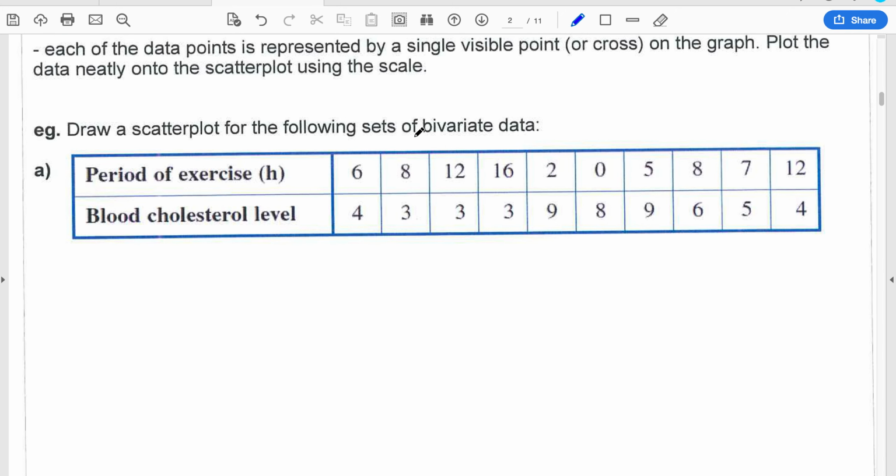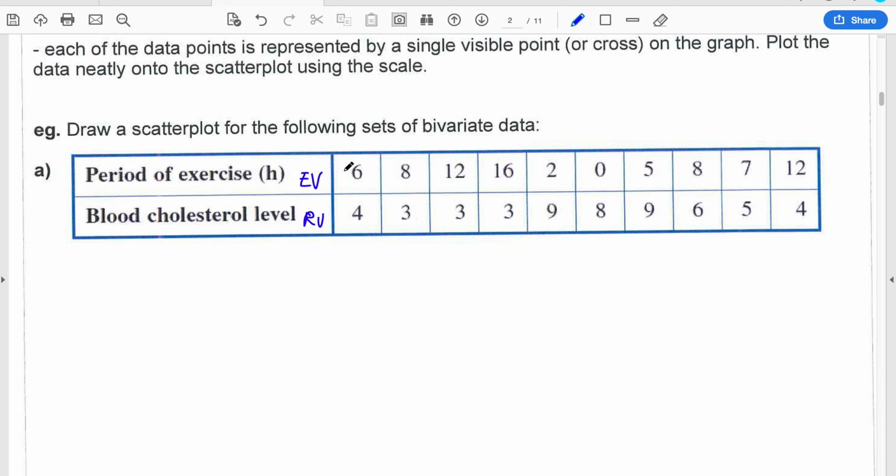One thing that you may not be aware of is your blood cholesterol level. If you have high cholesterol, what your doctor will tell you to do is get some more exercise straight away. So that tells us that your blood cholesterol level can depend on how much exercise that you do. So here we've got exercise in hours and the blood cholesterol of that person.